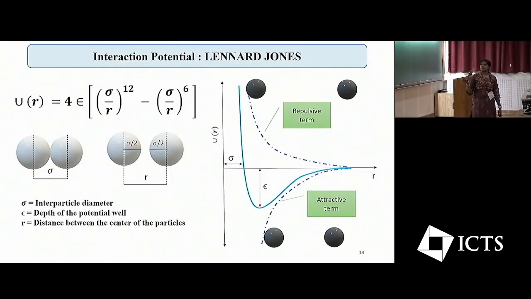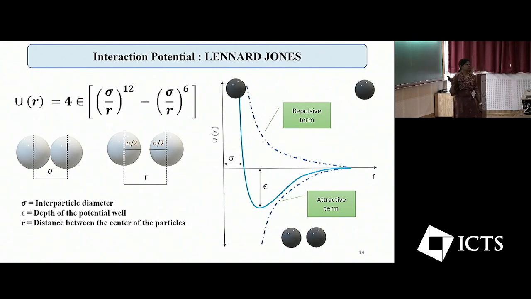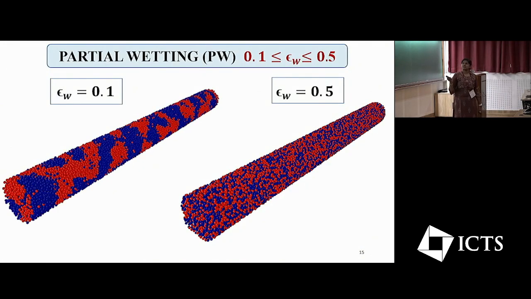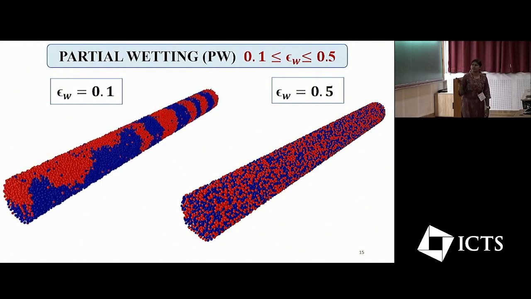This is the standard interaction potential that we are implementing between fluids as well as between fluid and wall. So we start with the partial wetting with a lower fluid-wall interaction.